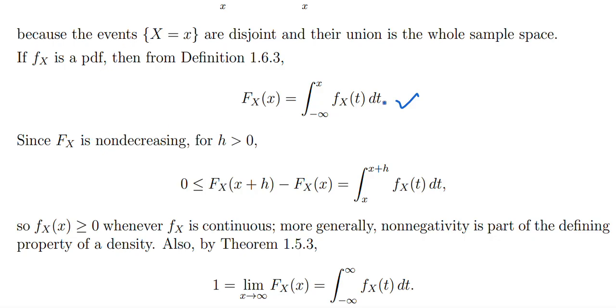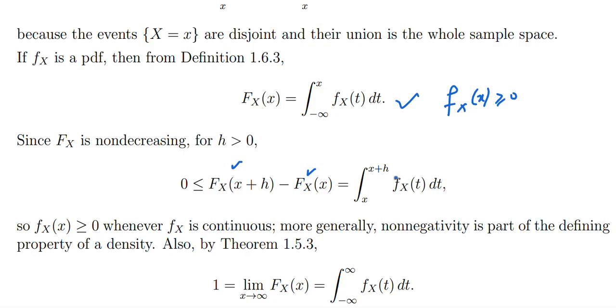Since yeah, we wanted to show that f_X(x) is non-negative. So how do we show f_X(x) is non-negative? Since F_X is a non-decreasing function, then for h positive, F_X(x+h) minus F_X(x) is non-negative, because x plus h is greater than x and the function is increasing. So this is non-negative. And this is the integral from x to x plus h of f_X(t) dt.